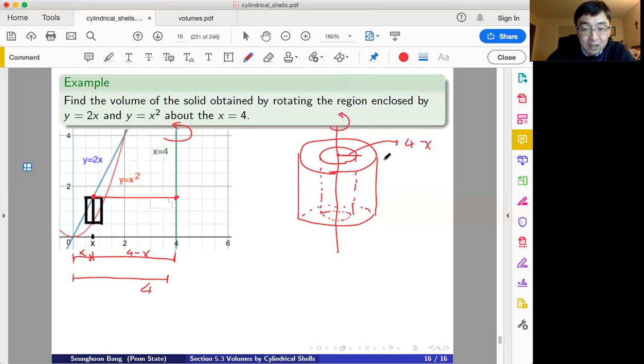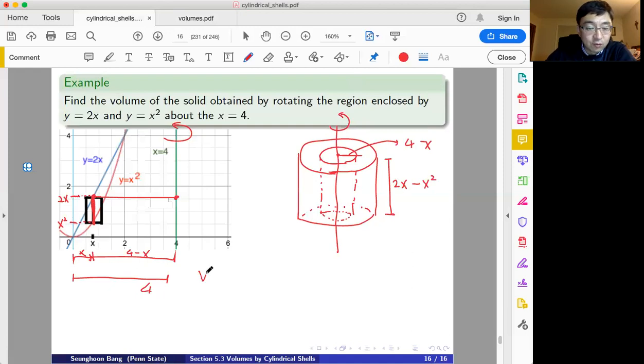What's the height of the cylindrical shell? Height is the length of this segment. Here, exactly on the blue line, 2x. This one is on the red curve, x squared. So this length is 2x minus x squared, exactly top line minus bottom curve.